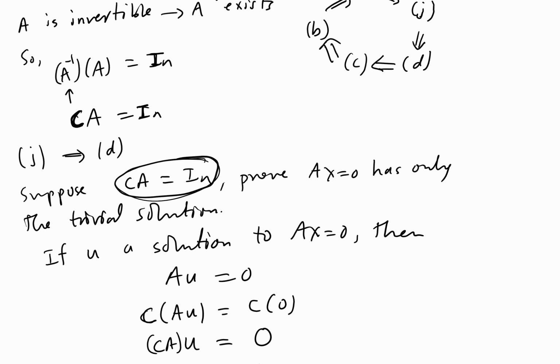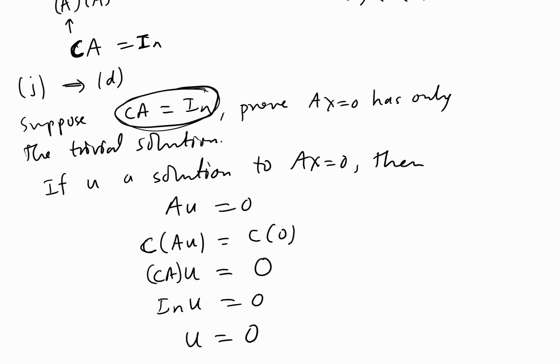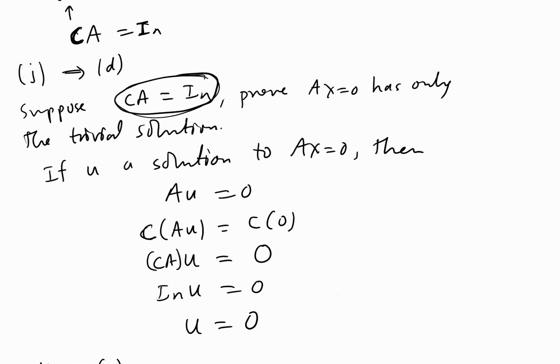So what do we get here? We get that CA, we know it's In by J. So In times U is 0, but In is the identity. It's like multiplying 1 times x. It's going to stay x. So that's going to still give me U equals 0. So what we assumed here, to prove AX equals 0 has only the trivial solution, is you assume any vector U is a solution and prove that U is 0. And that's what we did.